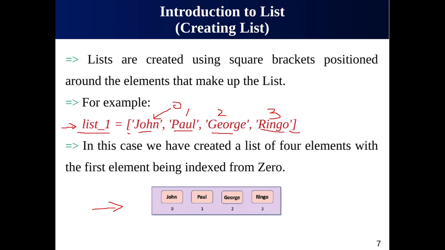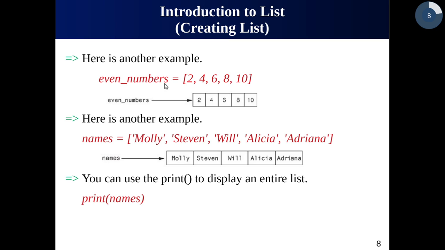In this example, we have created a list of 4 elements. The first element is stored at index 0, second element is stored at index 1, and then index 2, and then index 3. Another example of list is shown here.